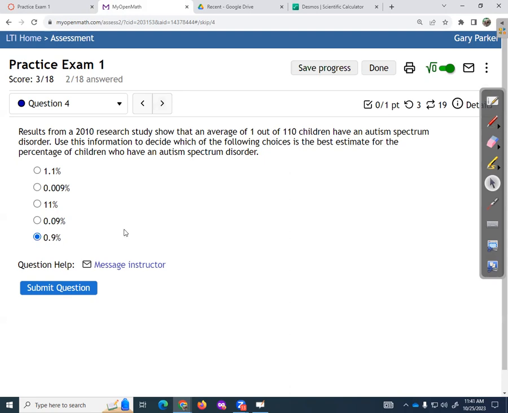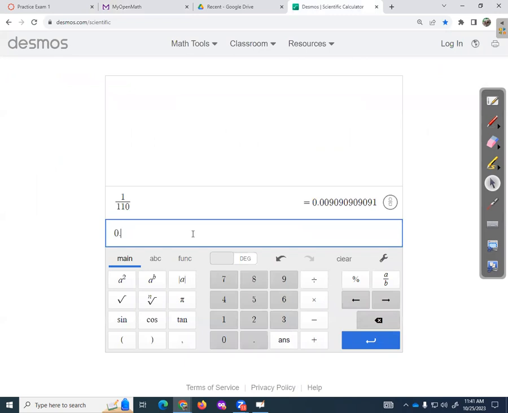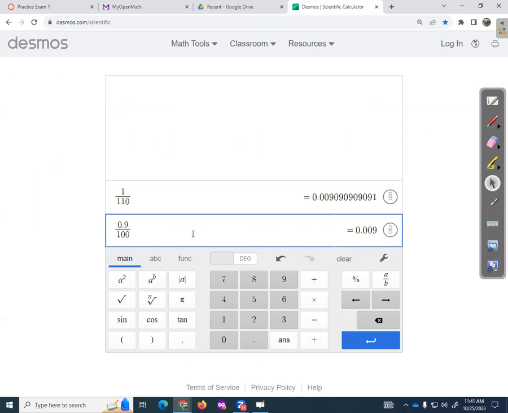I can double check that. Check this out. So I think 0.9% is the best answer. I can go back to Desmos and simply type 0.9. What does percent mean again? Divide by 100. And then I can compare these two to say, is that reasonably close? And I would say, yeah, that one is reasonably close.